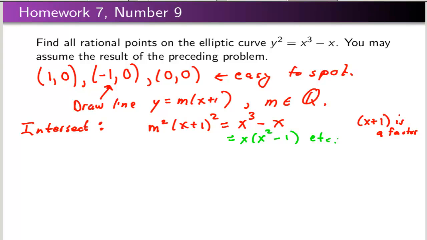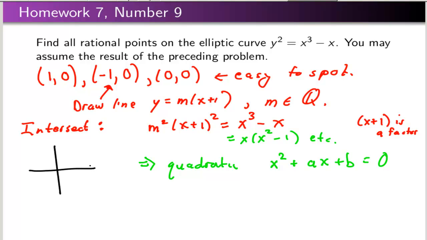Now this time you're not going to get a linear equation where you can say x is some rational number. You're going to end up with a quadratic equation. You're going to have something of the form x squared plus ax plus b equals 0. And there will be the m involved. Now, what have we done here? You've taken your elliptic curve, something like this. We've drawn the line through negative 1 here, and it intersects at 2 points.